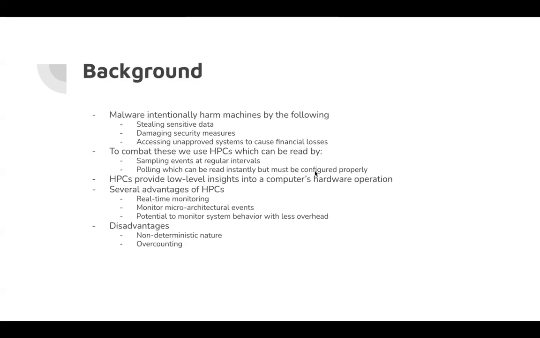Just to give a little bit of background, there are some malware that intentionally harm machines by the following. They steal sensitive data, they damage security measures, and they are able to access unapproved systems to cause financial losses. In order to combat these, we use HPCs, which can be read by sampling events at irregular intervals, and polling, which can be read instantly but must be configured properly. HPCs provide low-level insights into computers' hardware operation.